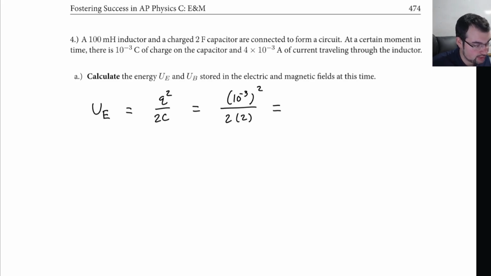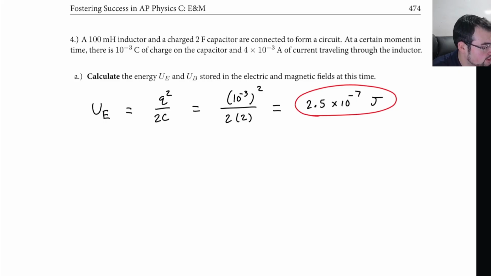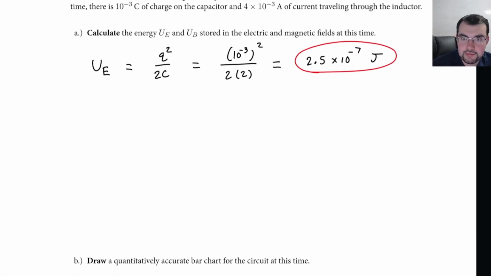This one, we're going to cheat and look at my notes. This is 2.5 times 10 to the negative 7th joules. So that's how much energy is in the electric field.